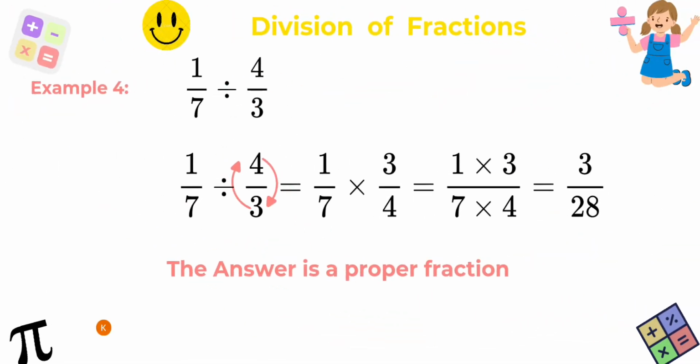Example 4 on division of fractions. We have 1/7 divided by 4/3. Reverse the second fraction, it becomes 1/7 multiplied by 3/4, which gives us 1 multiplied by 3 divided by 7 multiplied by 4. So we have 3/28. Therefore, the answer is a proper fraction.